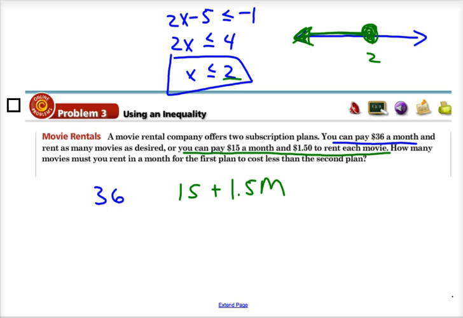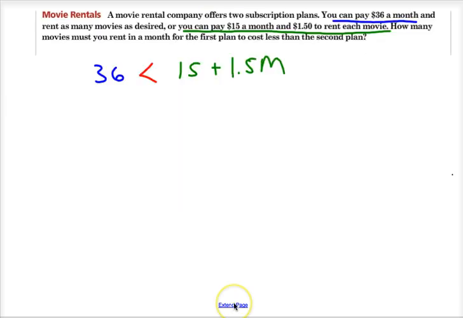So how many movies must you rent a month for the first plan to cost less? Our first plan was just 36. There was no variable there. It's a flat rate of 36, and I want that to be less. I want this to be smaller. I want 36 to be a smaller number. So there's my setup. Now I get to solve. Minus the 15 over, I get 21. And then divide by $1.50, 21 divided by 1.5 is 14.